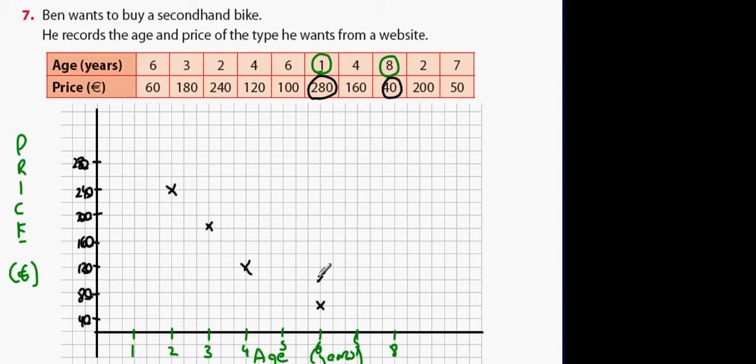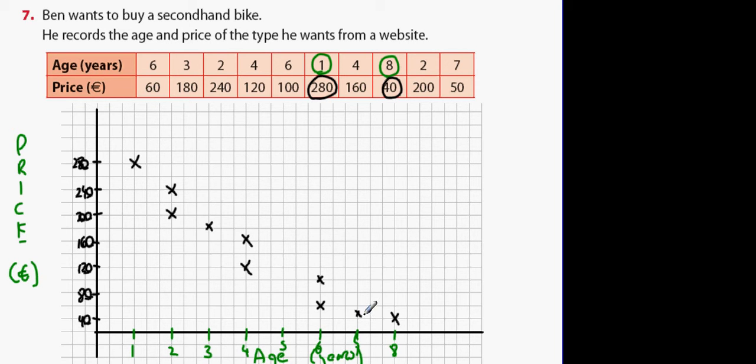The next one is going to be 1 and 280, which is going to be up here. The next one after that is going to be 4 and 160, which is located up here. The next one is going to be 8 and 40, which is located down here. 2 and 200 is located here. And finally 7 and 50, which is going to be just here.